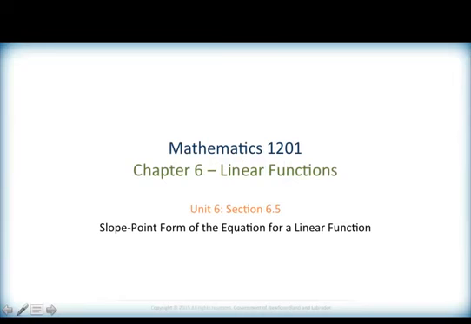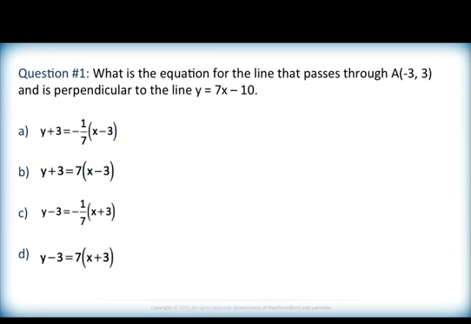In this lesson, we will look at questions from Unit 6, Section 6.5, Slope Point Form of the equation for a linear function. Question 1. What is the equation for the line that passes through the point (-3, 3) and is perpendicular to the line y = 7x - 10?